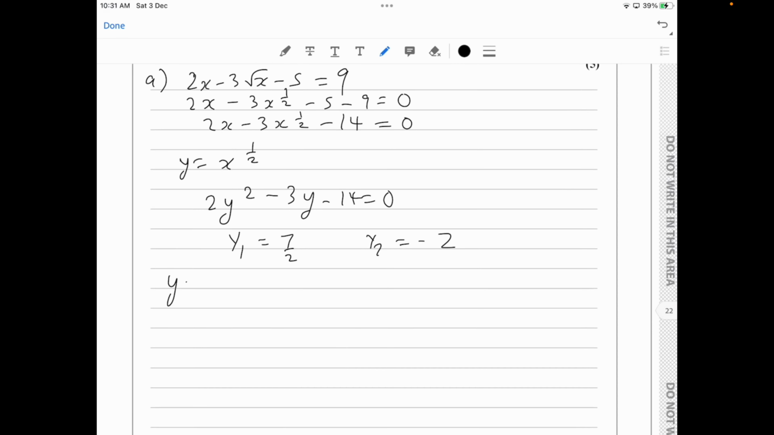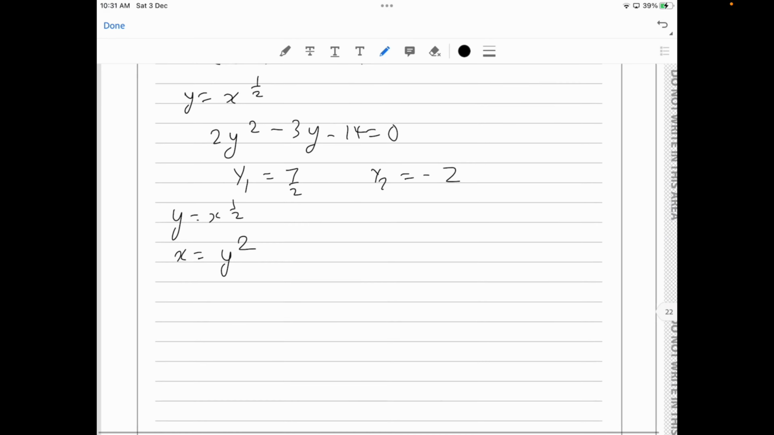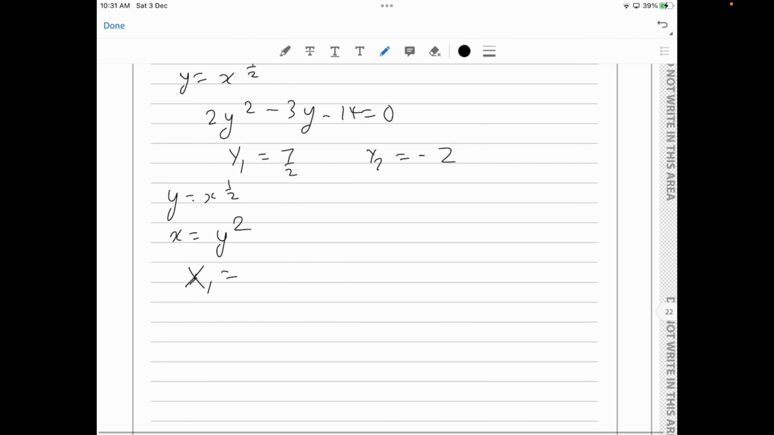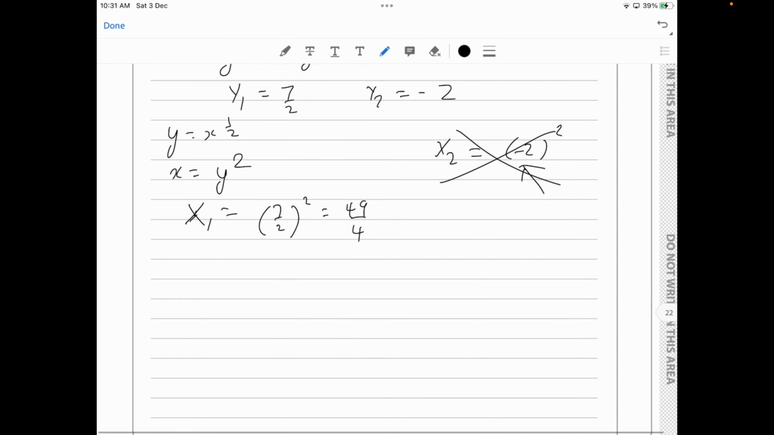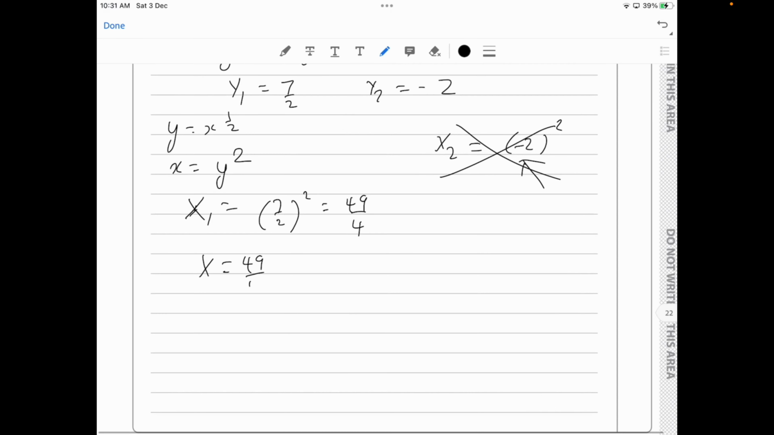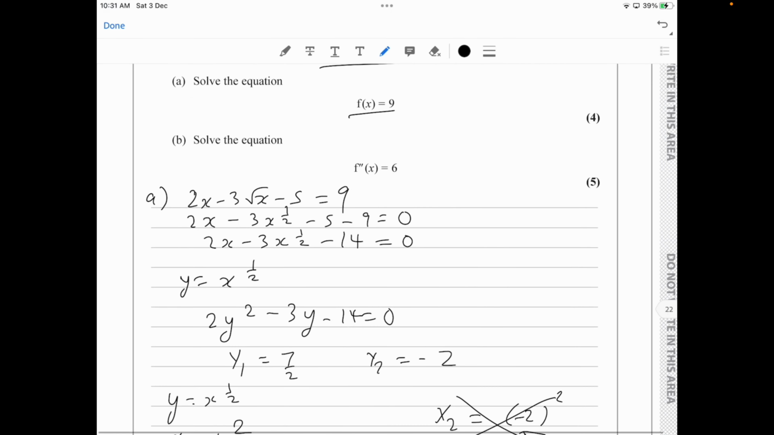Use the equation again, x raised to the power half. We know x equals y squared. So your x1 is 7 by 2 squared, which gives 49 divided by 4, and your x2 is the square root of negative 2. We have to reject this value since the square root of a negative is not possible. So we use x equals 49 divided by 4. This is our answer for about 4 marks.